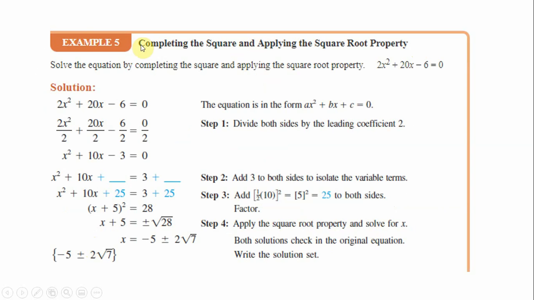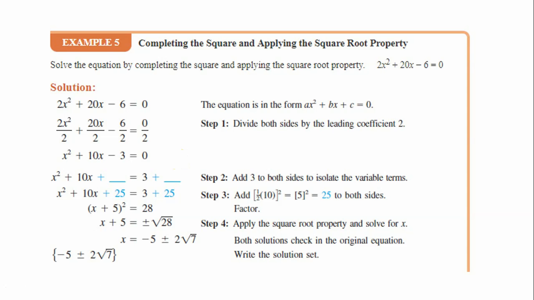So this is an example of completing the square. First of all, I'm going to factor out the 2 from each term, so I don't have to worry about that. And in this case, since I've set it equal to 0, I can divide out that 2. So I'm left with x squared plus 10x minus 3 is equal to 0.